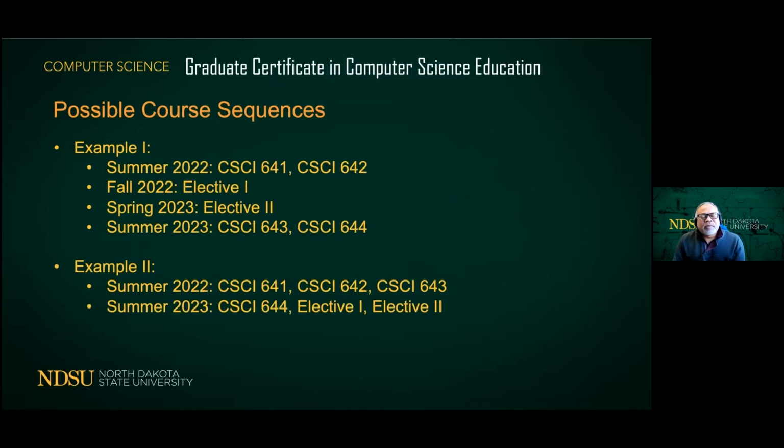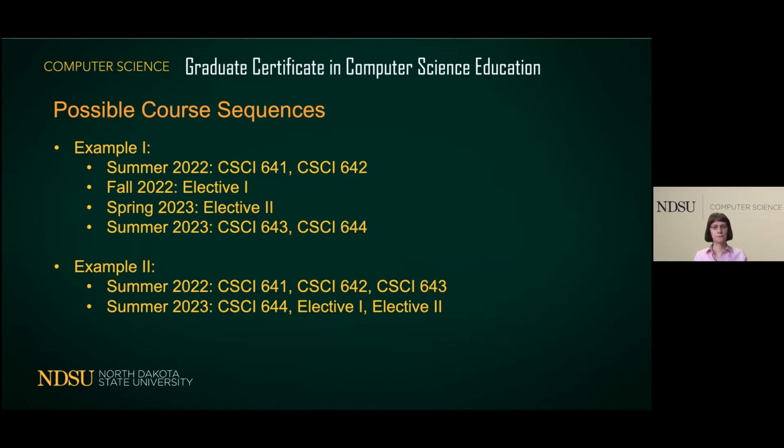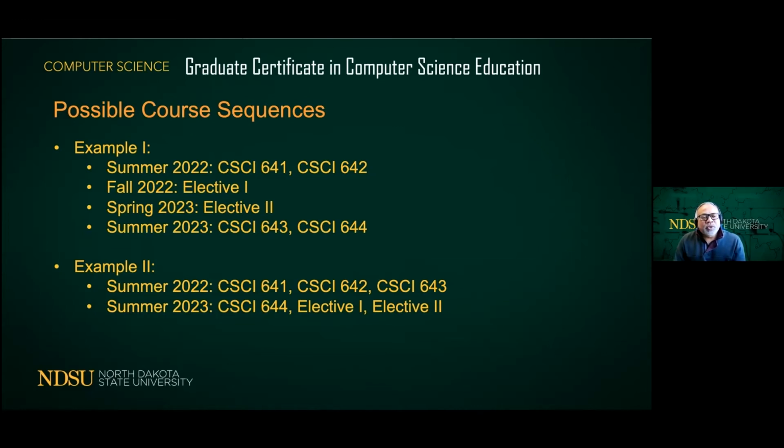And so we have come up with 2 possible course sequences that the students can use. As an example, the students can, let's say, start in summer of 2022 and take 2 courses, the first 2 courses, which is CSCI 341, followed by CSCI 342. And then in the fall, they can take the first elective among those given 4 choices. And then during spring 2023, they can take their second elective, and then take the other 2 courses during the next summer.